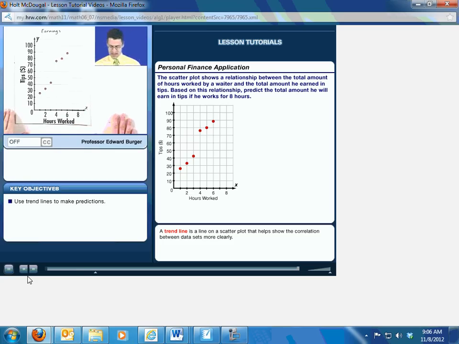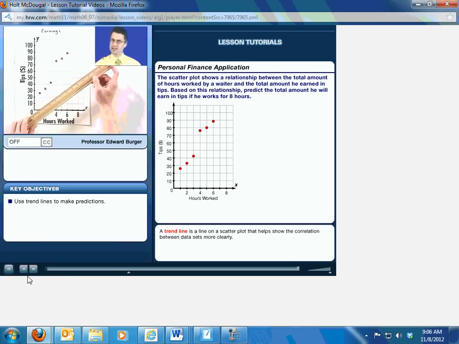And you can see that it seems as though we have a positive correlation, which makes sense. If you work longer, wouldn't you expect to see more tips? Yeah, I think that seems like a reasonable assumption. And you can see that they seem to be positively correlated, and so I could try to draw a trend line. Now, this is not an exact science if you're just going to try to eyeball it.